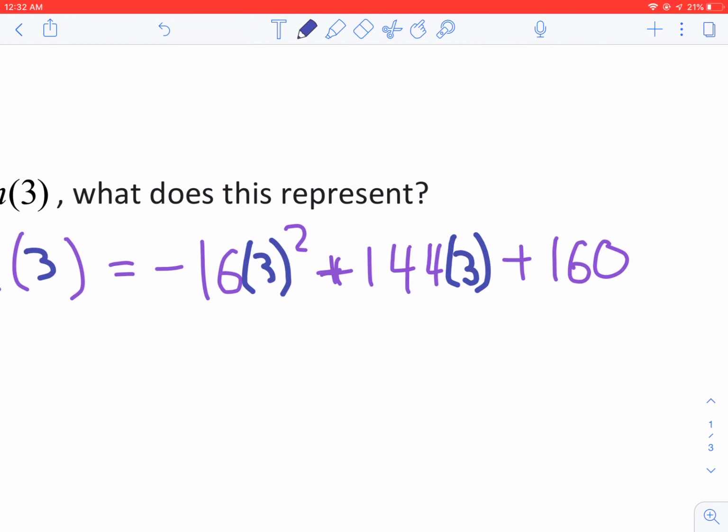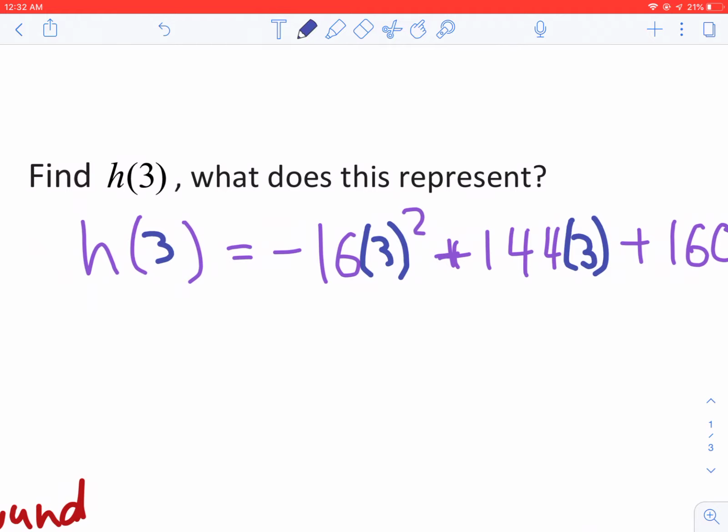If you're going to type this into your calculator, I highly recommend practicing that. Make sure you're using your parentheses. You can type it all in one go, or you can break it up into pieces. But h of 3, hoping you guys are getting 448. Let me just double check that real quick. Not 488, sorry, 448. Good thing I double checked.